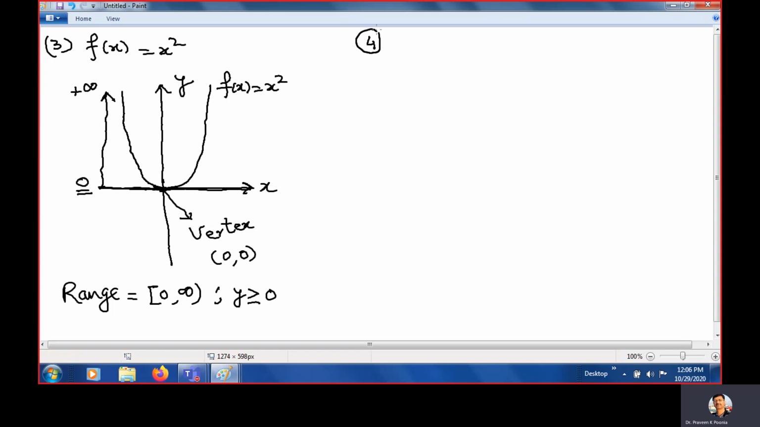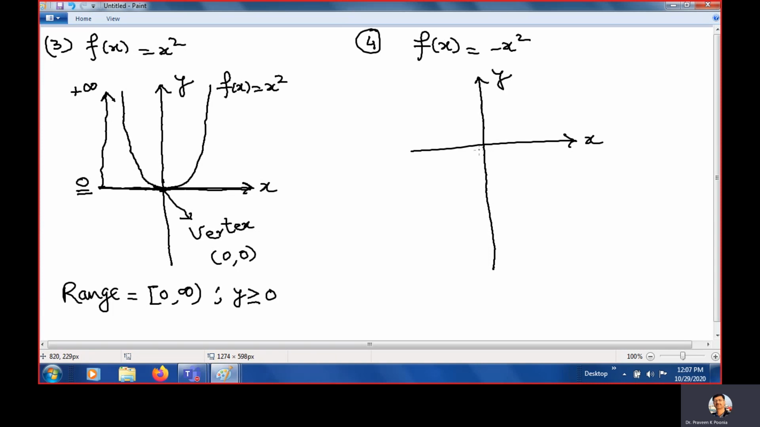And if we study another graph, f(x) equals minus x square, it is just opposite. This is the x-axis, this is the y-axis, and the graph of this parabola will be like this one. Clear? This is the parabola. What parabola? f(x) equals minus x square. So again the same thing I will tell you.